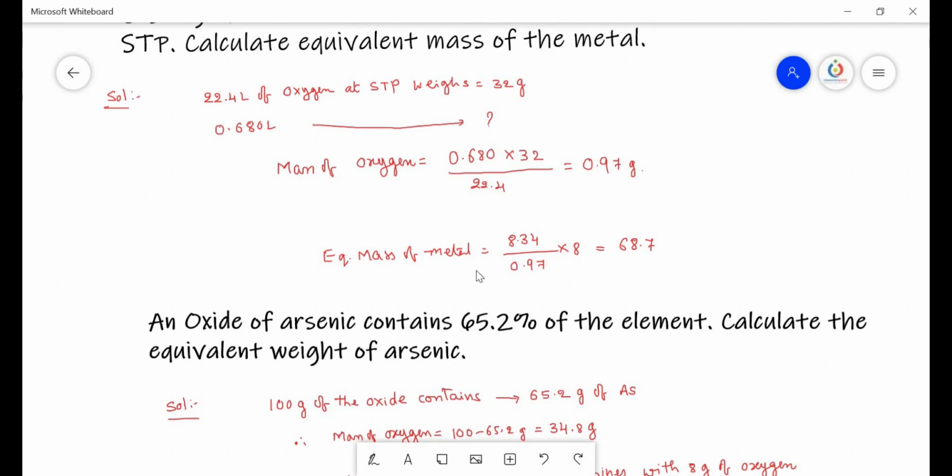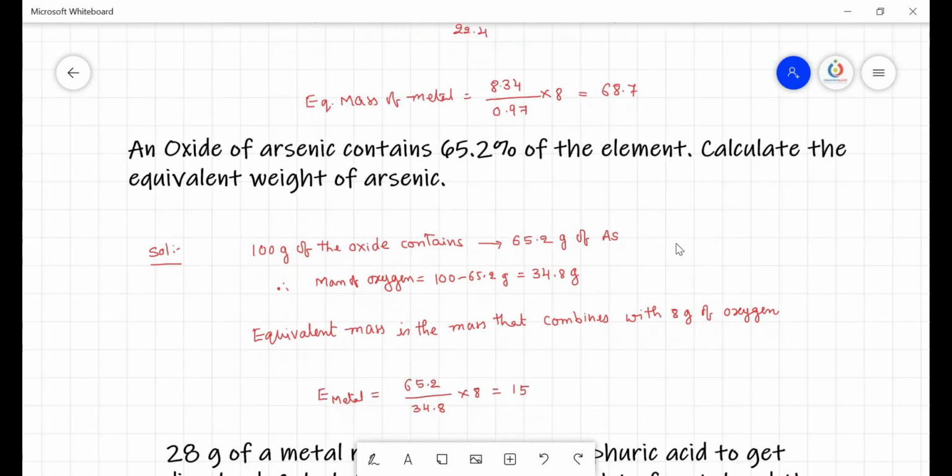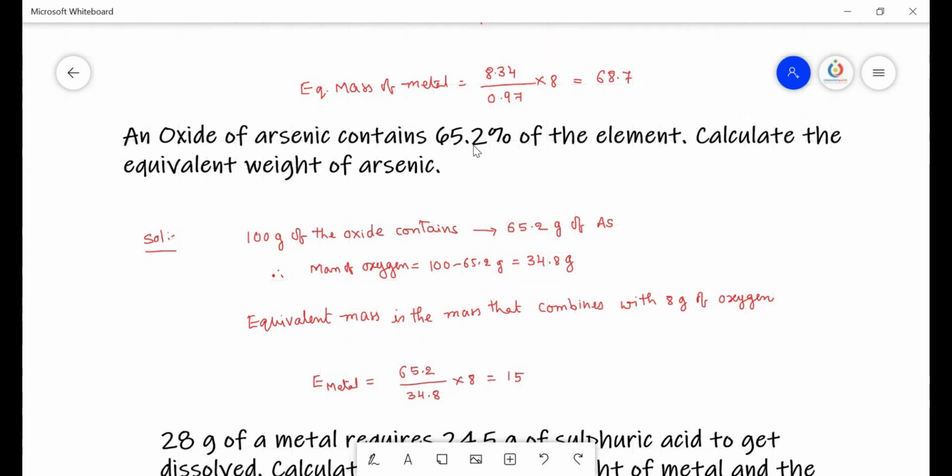Then the equivalent mass of the metal equals mass of the metal by mass of the oxygen into 8, according to the formula. So we got 68.7. Let's see another question. An oxide of arsenic contains 65.2% of the element. Calculate the equivalent weight of the element.